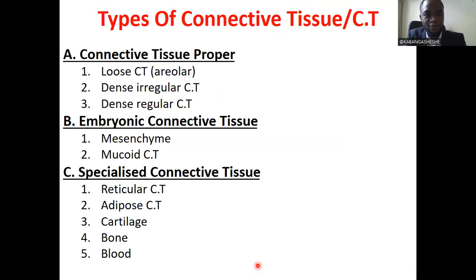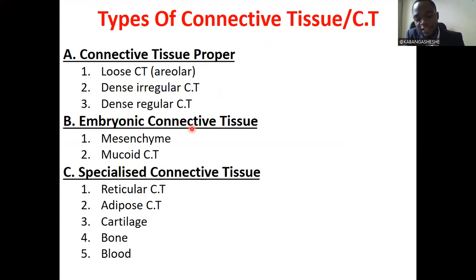So here is a summary of connective tissue. Connective tissue proper is composed of loose connective tissue, otherwise known as areolar connective tissue. Suffice to say, this is the most abundant type of connective tissue in the body, found in almost all body parts and organs. Then dense connective tissue is broken down into 2 parts. We have dense irregular connective tissue and dense regular connective tissue. Then we have what we call embryonic connective tissue, found in embryos, meaning this is a developing human body, which later develops into the fetus.